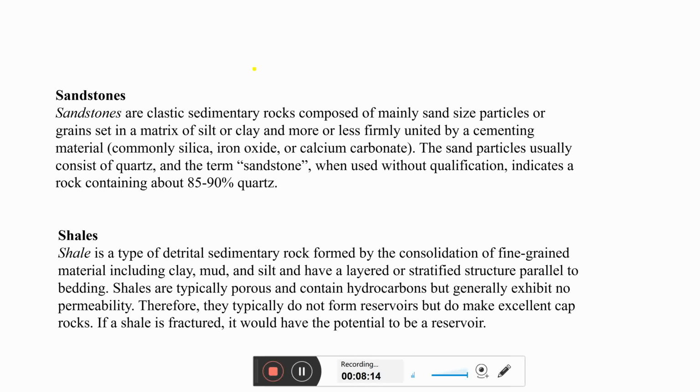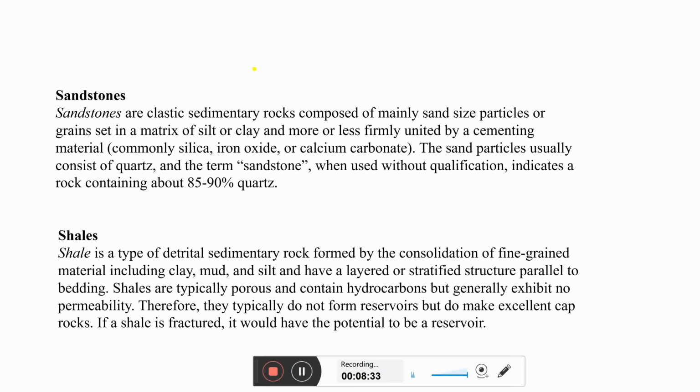Okay, next is shale or shales. Shale is a type of detrital sedimentary rock formed by the consolidation of fine-grained material including clay, mud, and silt, and have a layered or stratified structure parallel to bedding.